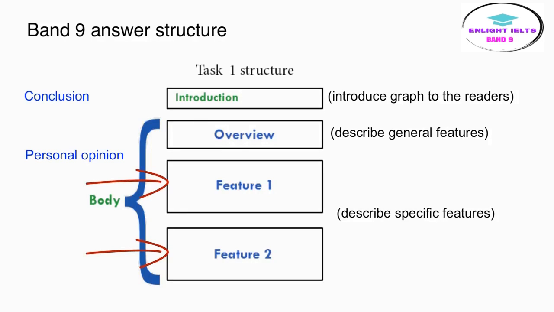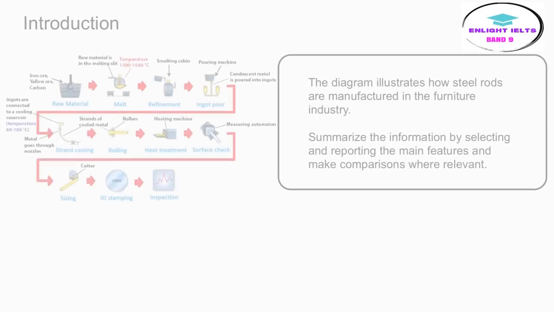Never ever write conclusions or a personal opinion in writing Task 1. Your task is to describe the given data, not to give your opinion. Well, enough generalities, let's start writing our Band 9 answer.